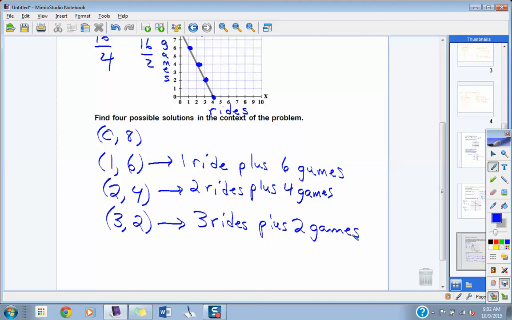Well, let me even just do this. Do you guys even see a pattern in these points I picked out here? Where are the x's going up by each time? 1. How far down are the y's going down each time? 2. So the next one has to be 4, 0. Which one would I say? Oh, we're just going to do 4 rides. I would do 4 rides. I'm not a gamer. I'm a rider. All right, here, this would mean to play 8 games, right?